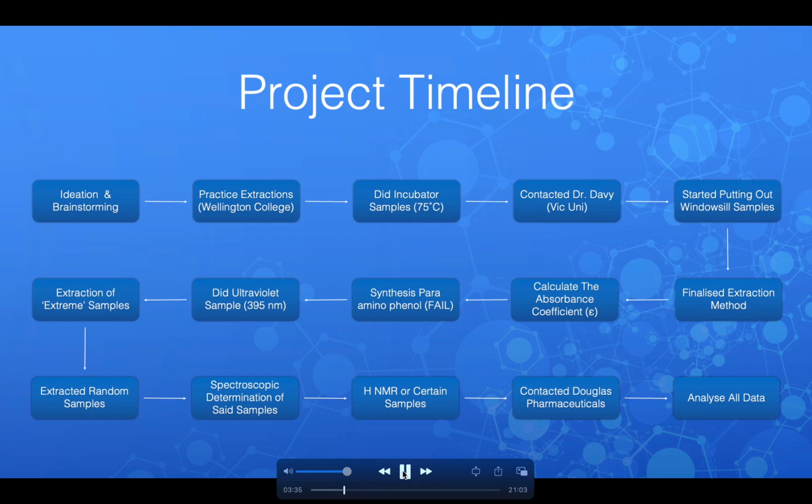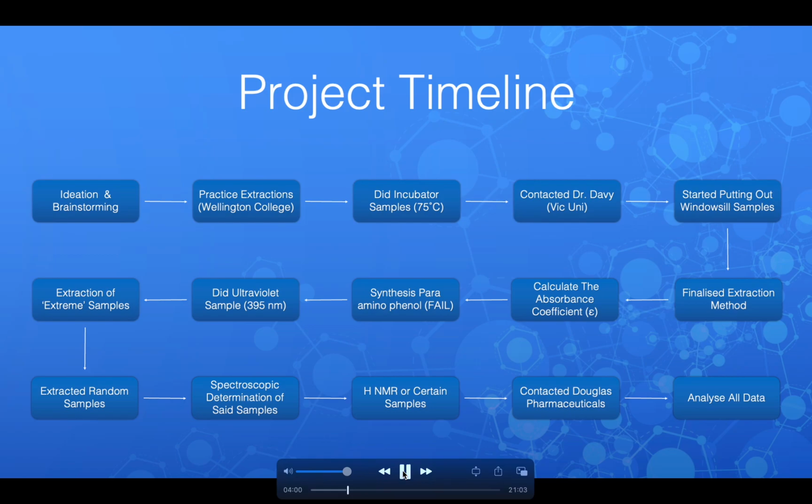I came up with the idea for this project in late April. As soon as Term 2 started, I began researching ways to extract the paracetamol from a tablet without HPLC equipment. I found a simple method from the Royal Society of Chemistry and built on that. I then contacted Dr. Courtney Davey from Victoria University, who agreed to assist me and supervise me while conducting these experiments in their undergraduate labs.